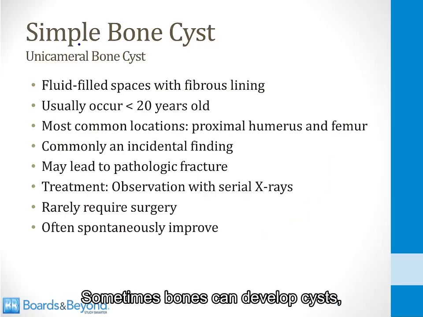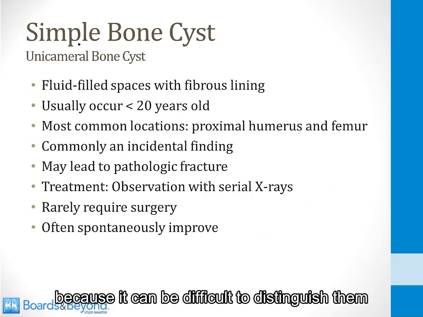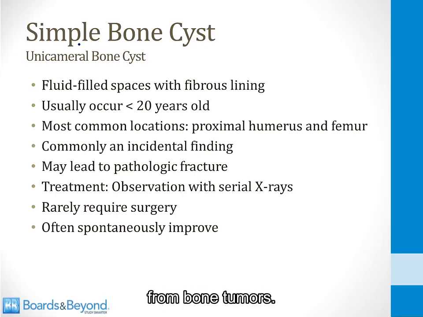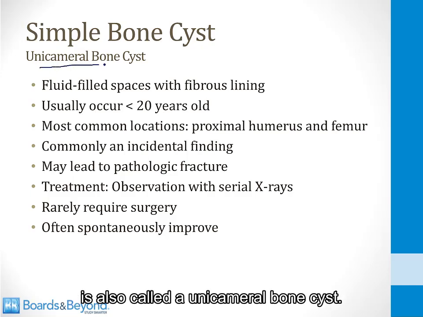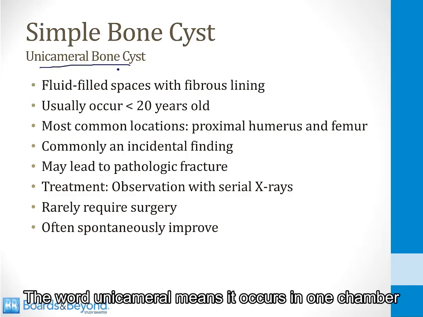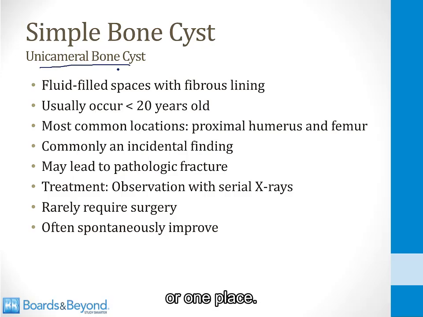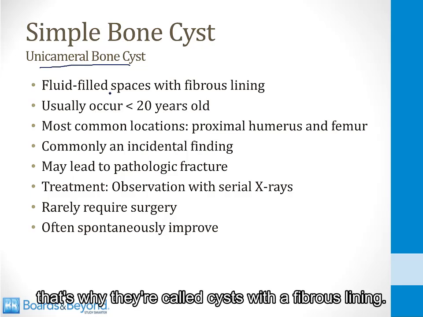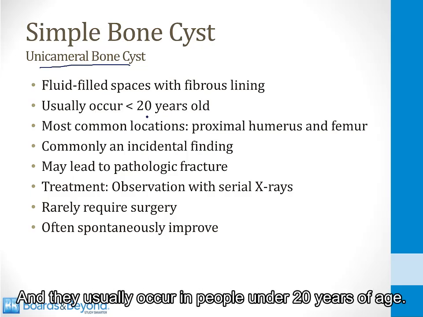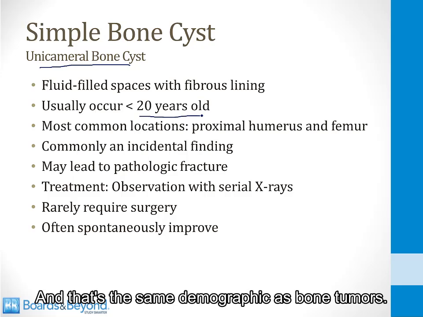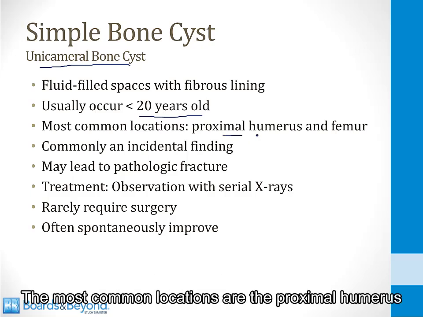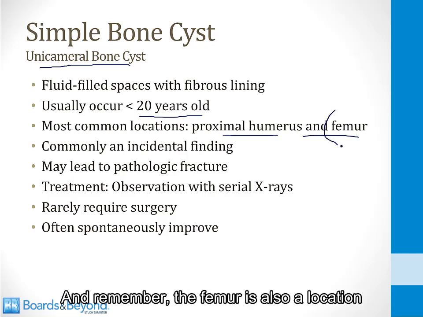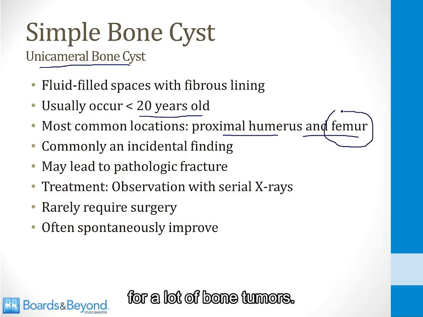Sometimes bones can develop cysts, and these can be a clinical problem because it can be difficult to distinguish them from bone tumors. A simple bone cyst that occurs in a long bone is also called a unicameral bone cyst. The word unicameral means it occurs in one chamber or one place. These are fluid-filled spaces, that's why they're called cysts, with a fibrous lining, and they usually occur in people under 20 years of age, and that's the same demographic as bone tumors. That's why these need to be distinguished from malignancies. The most common locations are the proximal humerus and the femur, and remember the femur is also a location for a lot of bone tumors.